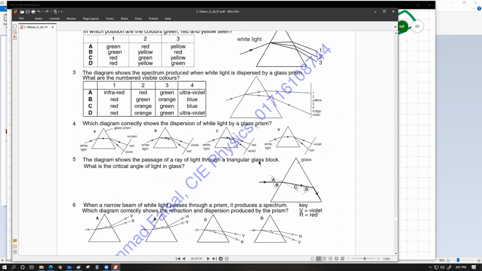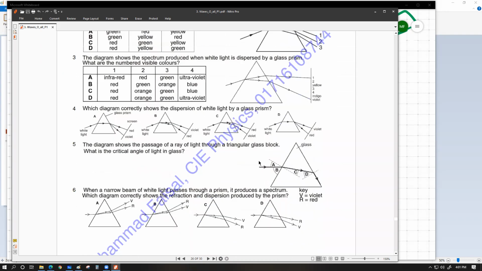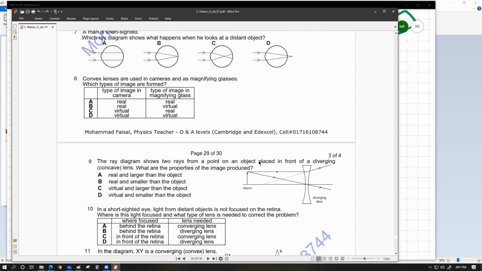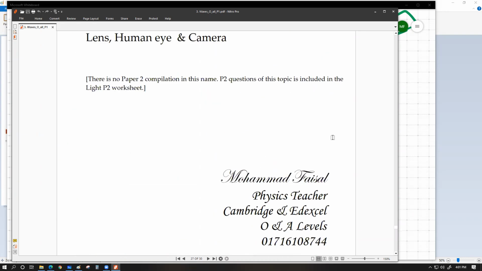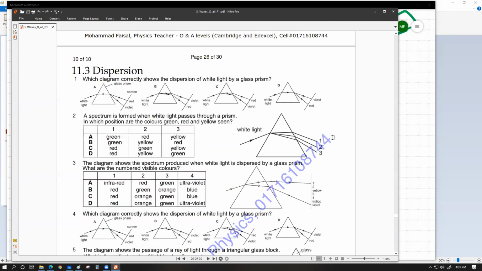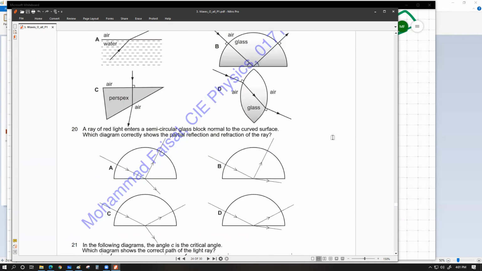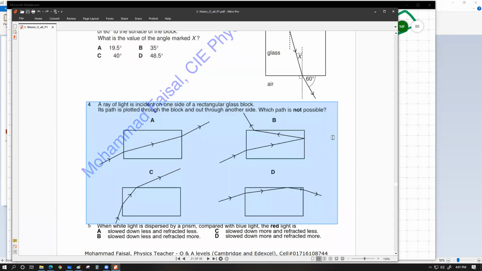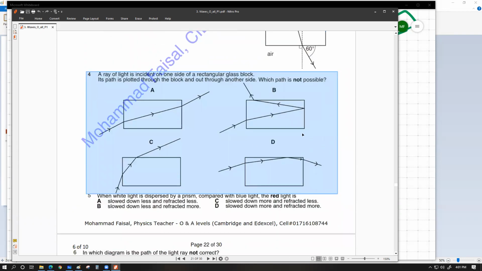I have a lot of repeating MCQs and whatnot. Which one do you think is the not possible path for the question? I mean, not possible.